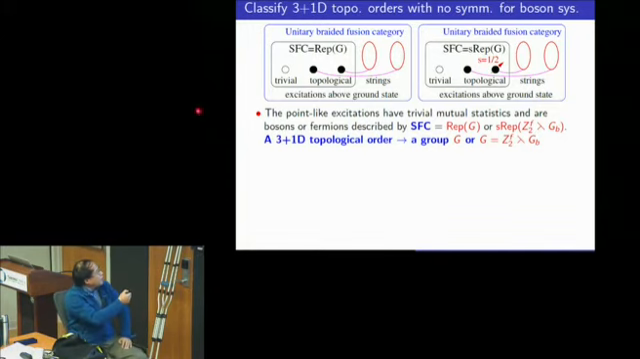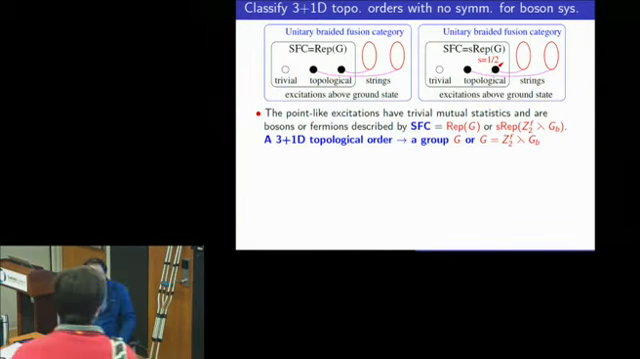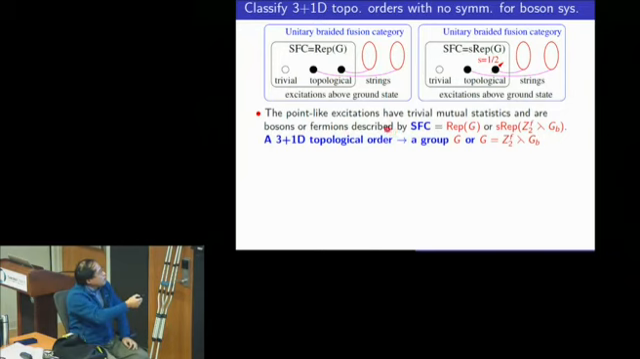The second point is that point-like excitations cannot have non-trivial mutual statistics. When you try to braid one point around another, this braiding can always unwind, so it is always a trivial braiding. Therefore, because of the trivial braiding, these point-like excitations can only be bosons or fermions. And there's a very formal mathematical name for that. It's called a symmetric fusion category. So all those point-like excitations are described by a so-called symmetric fusion category.